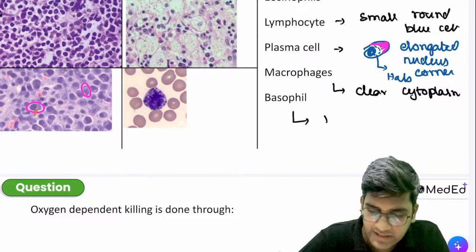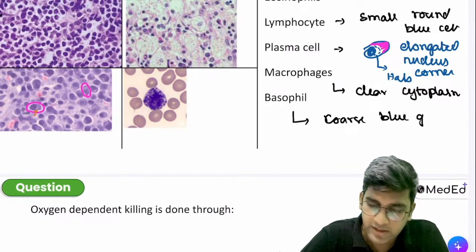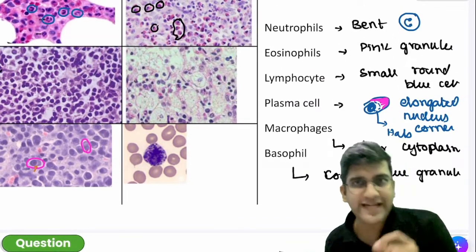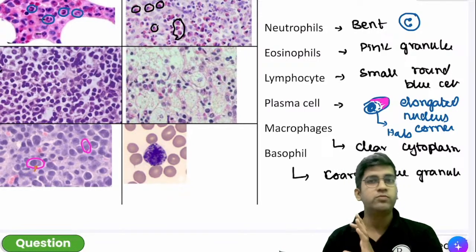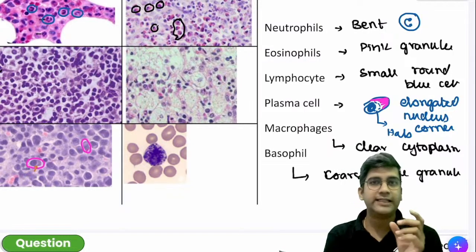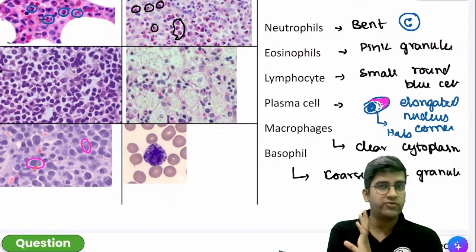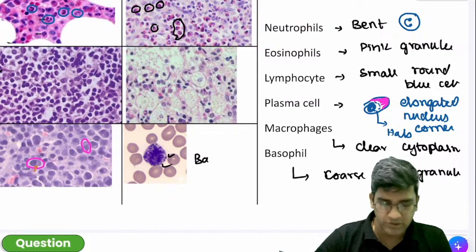Basophil will have very coarse blue granules. Okay, so these are the inflammatory cells, right? Let's quickly go through. A bent nuclei for a neutrophil, pink granules for an eosinophil, small round blue cells for a lymphocyte, elongated cell, corner nuclei, halo for a plasma cell, clear cytoplasm for a macrophage, and very coarse blue granules. These are the coarse blue granules. This for the basophil. Fine.